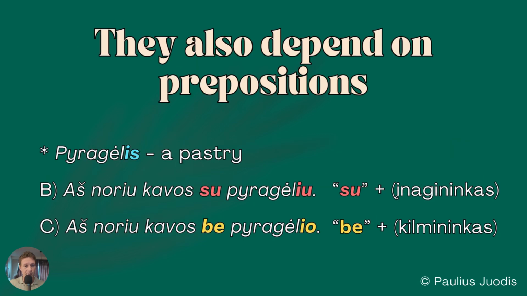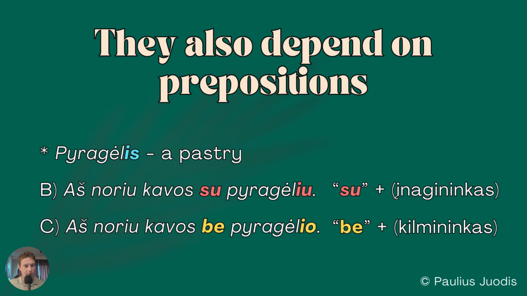Same goes for prepositions. So let's say we go to a shop and there's some kind of a discount if you buy coffee with pastry, right? With some kind of a bundle. Let's say you get it €1 cheaper. Good deal in my estimates. So pyragėlis is a pastry. Let's say that I want a coffee with the pastry. So I'd say aš noriu kavos su pyragėliu.